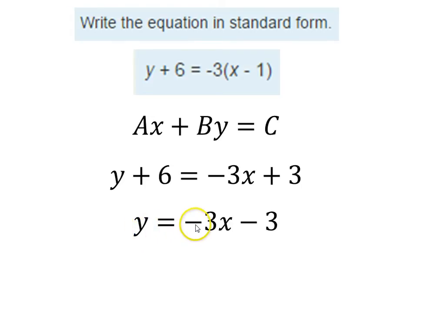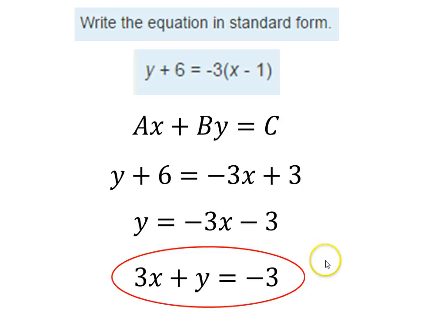I have one more thing to do, and that's add this 3x. And if I add 3x to both sides of the equation, I get positive 3x plus y, because this y is positive, equals negative 3. And this equation here is now in standard form. We have x and y on the same side of the equal sign with a constant number c on the right-hand side. So this will be our answer for this question, writing this equation in standard form.